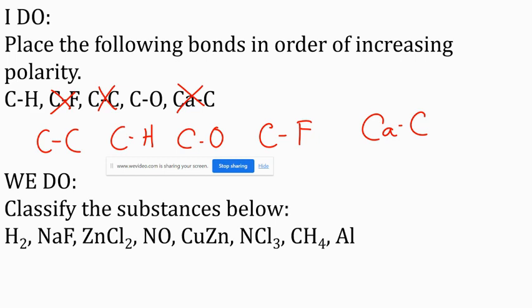Good. More time? Okay. So this one should be easy. Anytime you see a diatomic, you know automatically the electronegativity difference in a diatomic is 0. So this has to be a nonpolar covalent. So you should have that in that box.